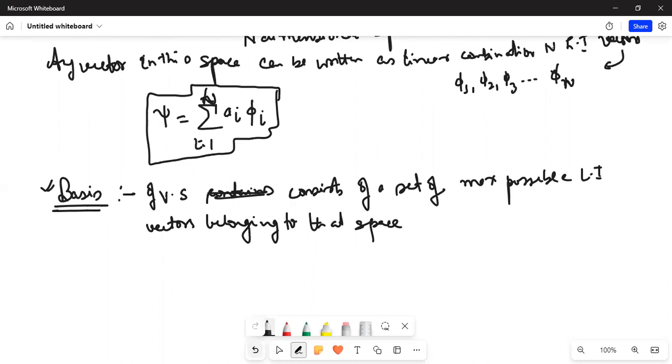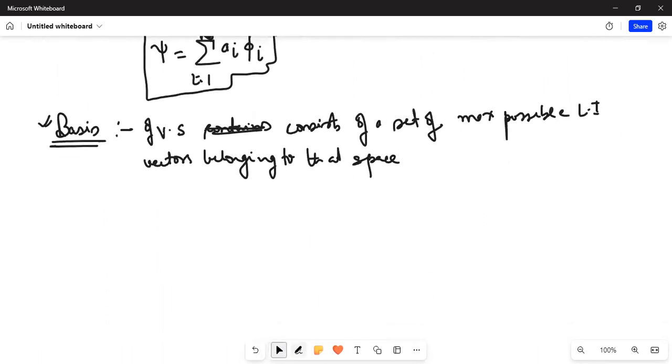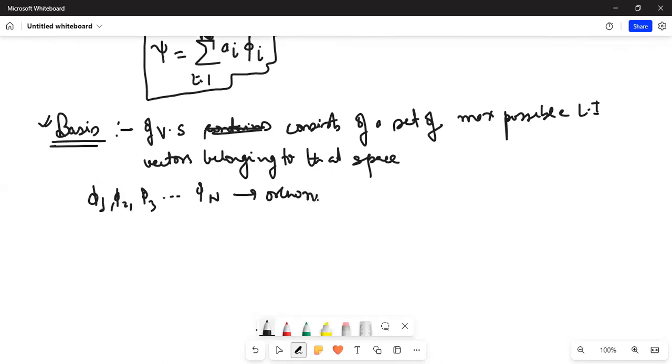In particular, we choose that all these vectors which form the basis, that is phi 1, phi 2, phi 3, dash dash dash phi n, are orthonormal to each other. What do I mean when I say orthonormal to each other? It implies that the scalar product of phi i and phi j is equal to delta ij, that is, if i is equal to j, then it is equal to 1, otherwise it is 0.